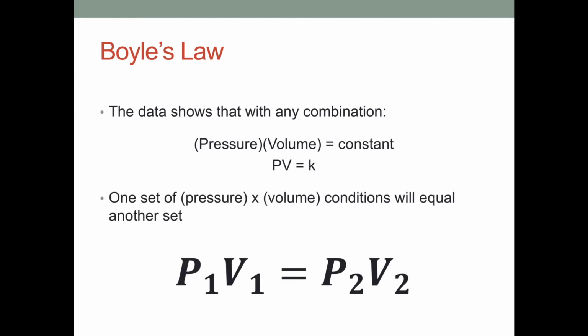Now this means that one set of pressure times volume conditions must equal another set at the same temperature with the same number of moles of gas. So this is where we get the mathematical expression for Boyle's law: P1V1 equals P2V2. You'll notice this looks a lot like the dilution equation we've learned before, which was M1V1 equals M2V2. It's the same math, but now we're dealing with pressure and volume.